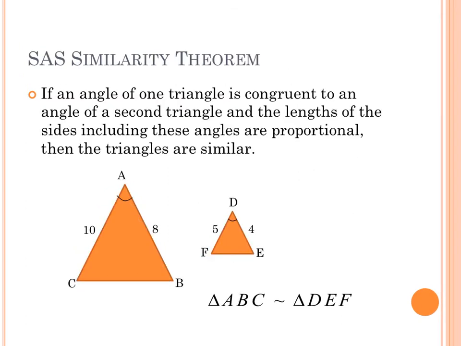Okay, so for SAS similarity theorem, we can now use AA, we can use SSS, and now we're adding on SAS as ways of proving that two triangles are similar.